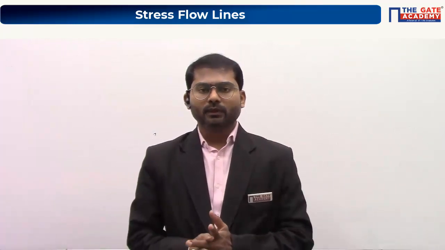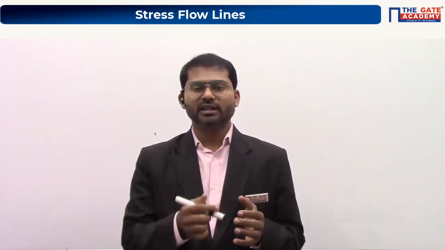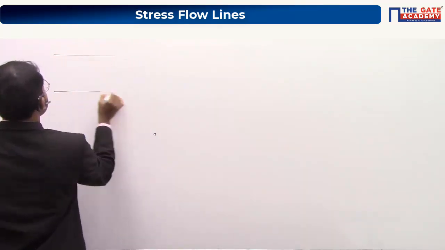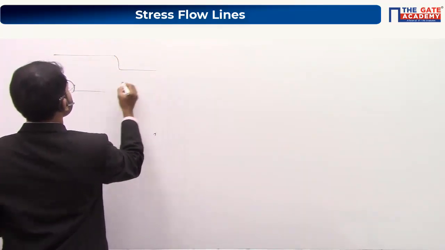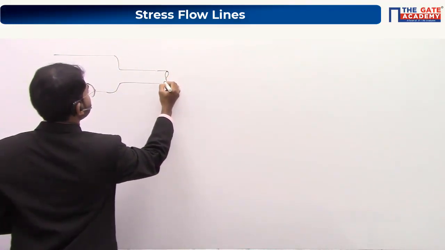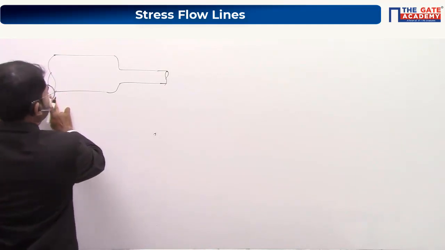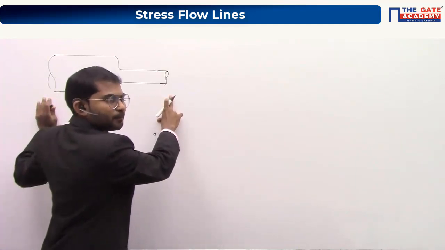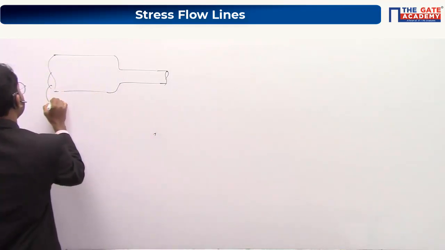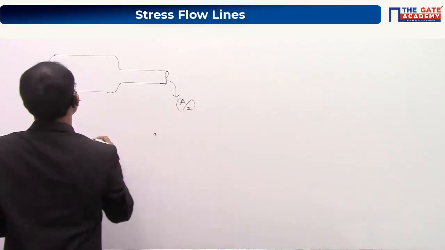I'm taking a stepped shaft which has different areas of cross section. A stepped shaft itself means it should have different areas. So let's assume the shaft is like this. It has a larger area here and a lesser area here. It's a solid shaft. Let's assume the area of cross section here is A, and here the area of cross section is equal to A by 2.